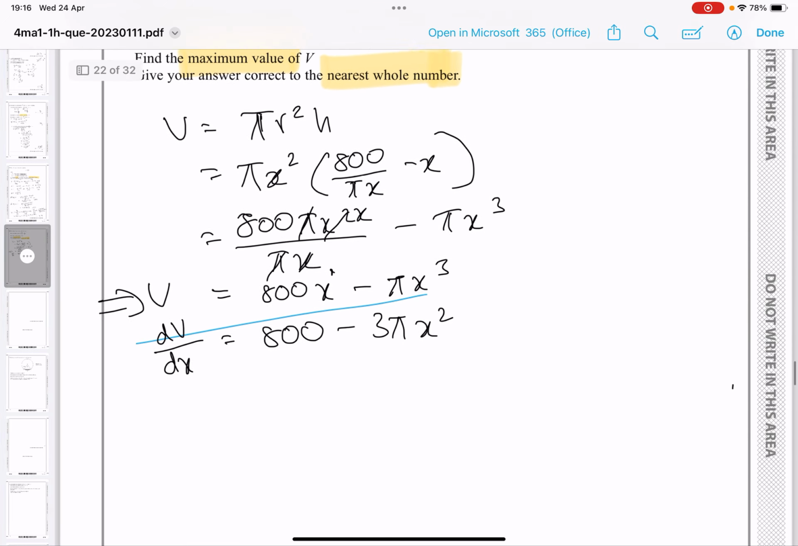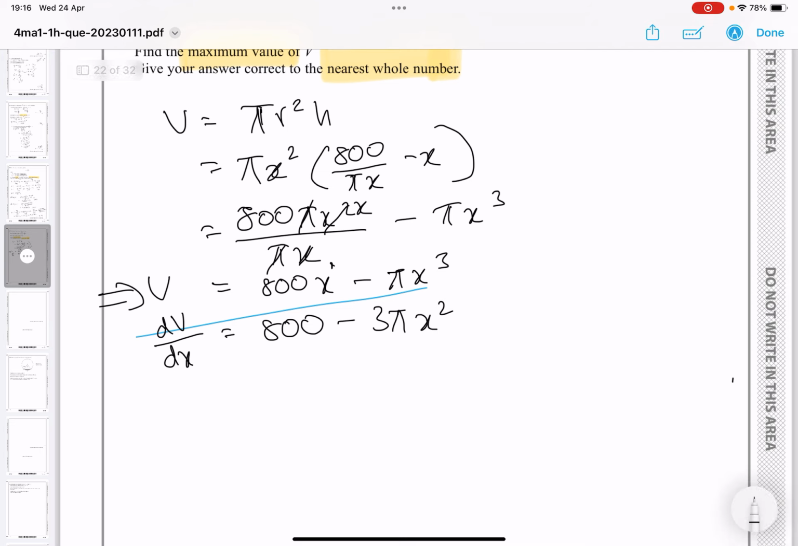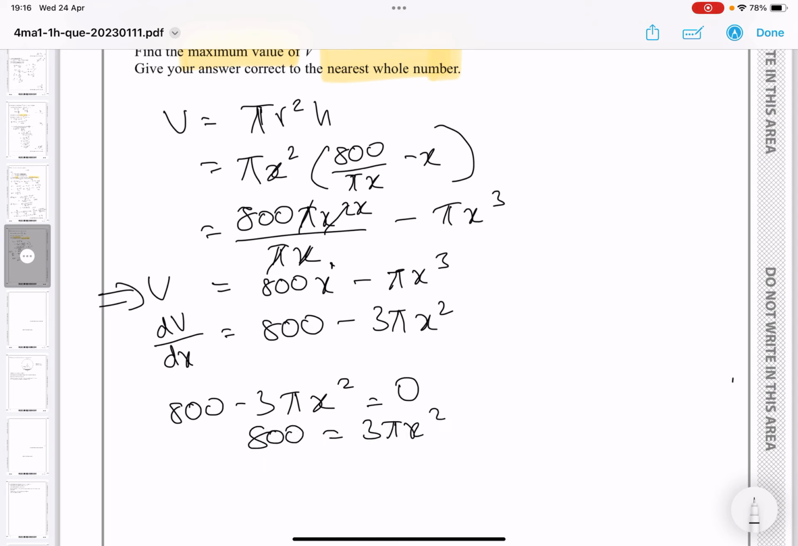Now it says maximum value of v, and that means what we need to do with the differentiated equation is equate it to 0, and solve for x. That will give you the maximum length. So let's work that out. 800 equals 3 pi x squared, if we take 3 pi x squared to the other side. Now if we divide by 3 pi both sides, 800 over 3 pi equals x squared.